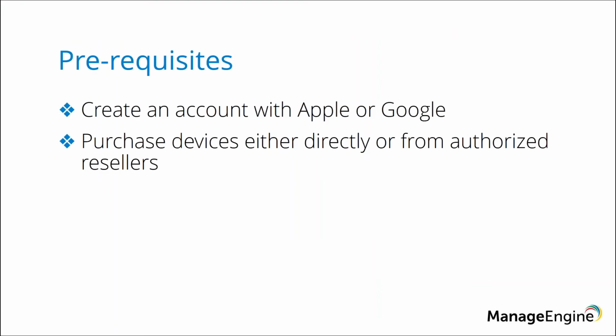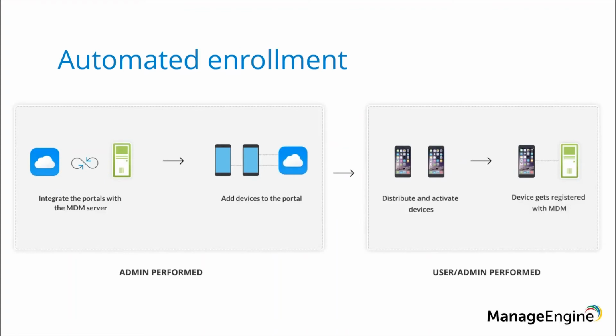And as a prerequisite to automate the enrollment, you need to have an Apple or a Google account. At least one account is mandatory, and the device has to be purchased either directly from the vendor or from the authorized resellers. And let's see the automated enrollment workflow. So first, you need to integrate the ABM or zero-touch portals with your MDM server, and then add the devices to the ABM or Google zero-touch portals through which you can distribute and register the devices. This is the simple workflow for onboarding your devices through automated enrollment.